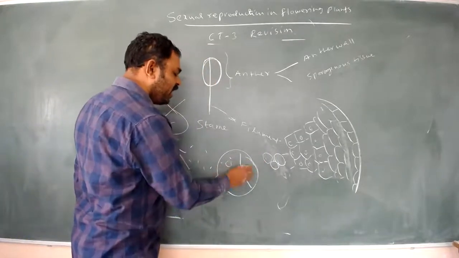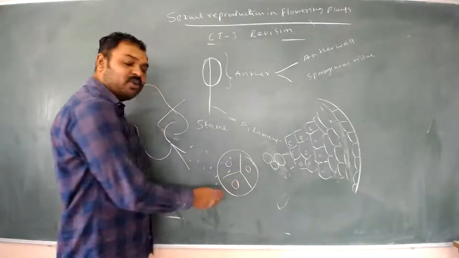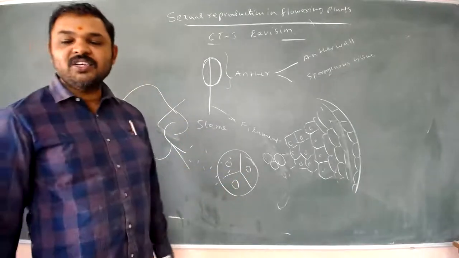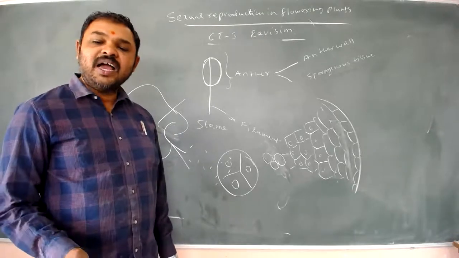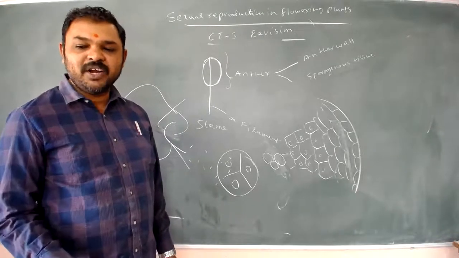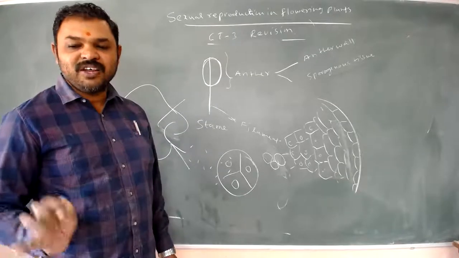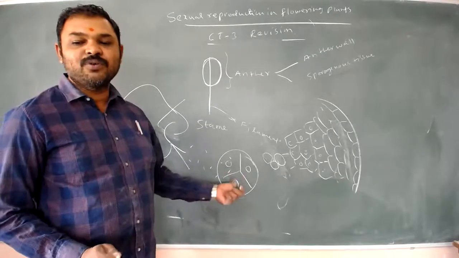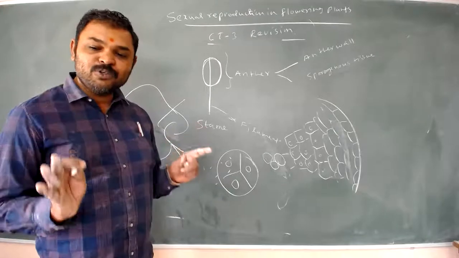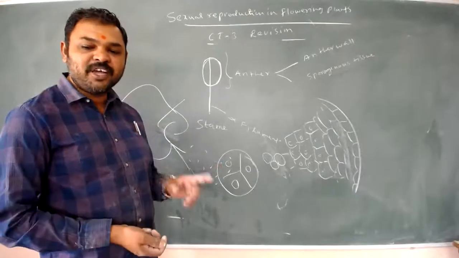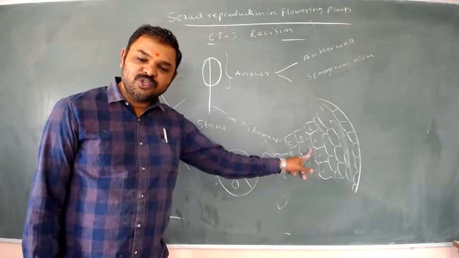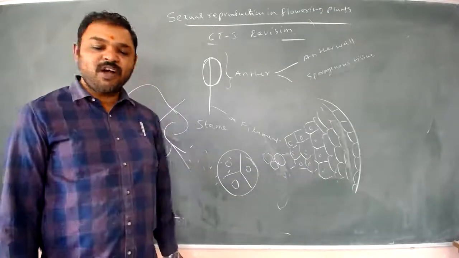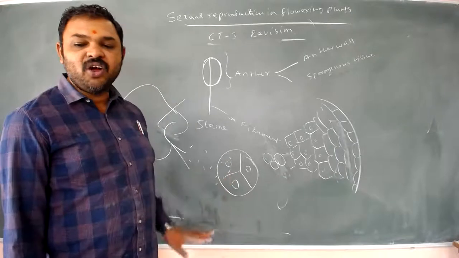This is a tetrahedral model. Four, four, four, and one at the back side: that is the tetrahedral arrangement. There are many arrangements: linear, decussate, isobilateral, and many other types of arrangements of these four spores. But what is the most common arrangement of microspores here? Tetrahedral arrangement. When the mother cell undergoes meiosis, four spores are formed, and they are normally arranged in a tetrahedral model.